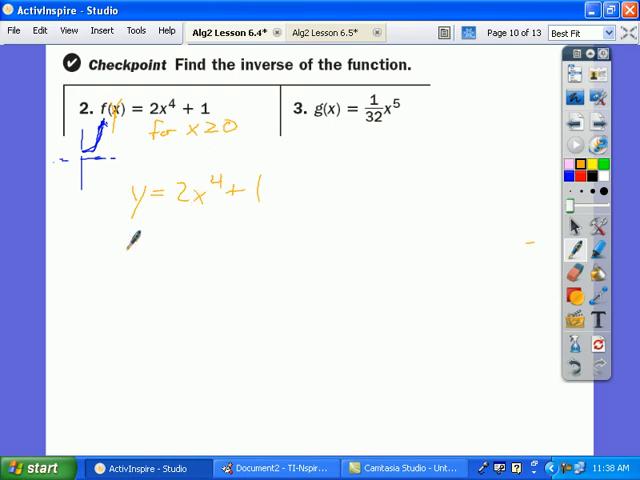I now switch x and y. X equals 2y to the 4th plus 1. Subtract the 1. X minus 1 divided by the 2 is y to the 4th. And I take the 4th root of everything, and I get y equals the 4th root of x minus 1 divided by 2.